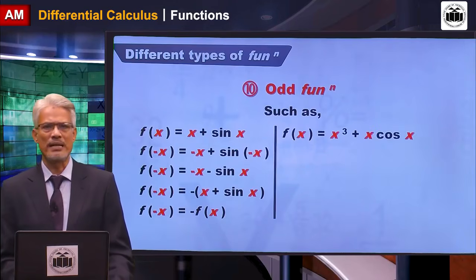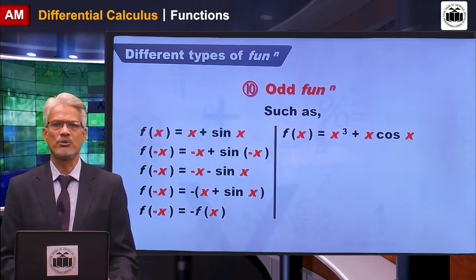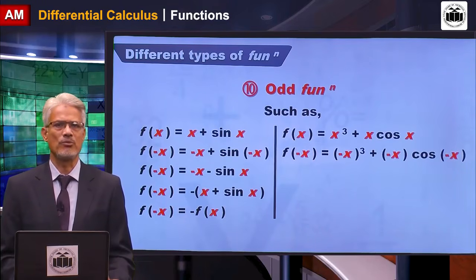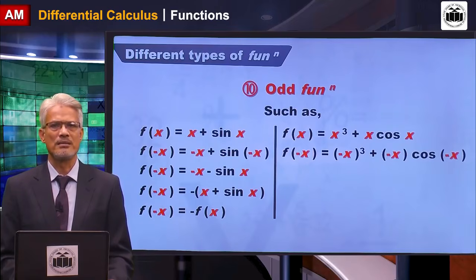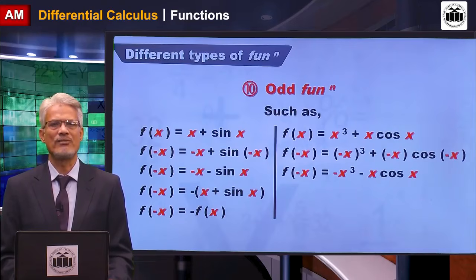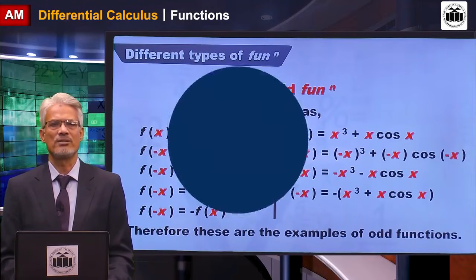You see another example, fx is equal to x cube plus x cos x. Again we are substituting minus x in place of x. We are getting minus x whole cube plus minus x into cos minus x. We know it is minus x cube minus x cos x. Again we are taking minus as common, that is minus of x cube plus x cos x, which is equal to minus fx. Here also f minus x is equal to minus fx. Therefore these are examples of odd functions.